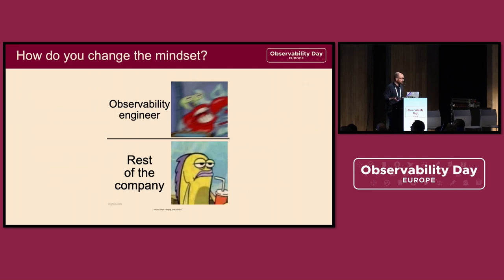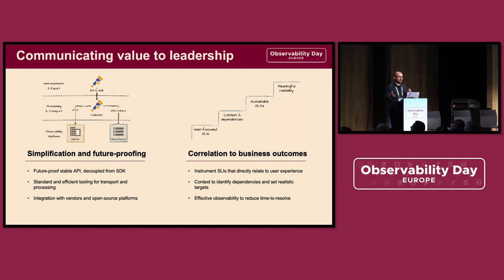Okay, so as an observability engineer, you're thinking, this is amazing. How do you get your company involved? How do you get people to change their mindset, right? There are two areas to cover here. The first one is, how do we communicate value to leadership? And there are two avenues to explore here.